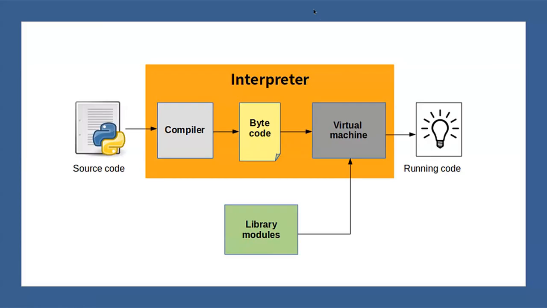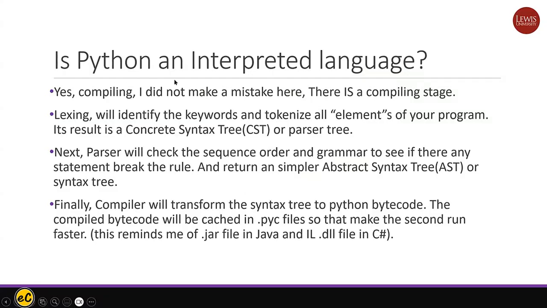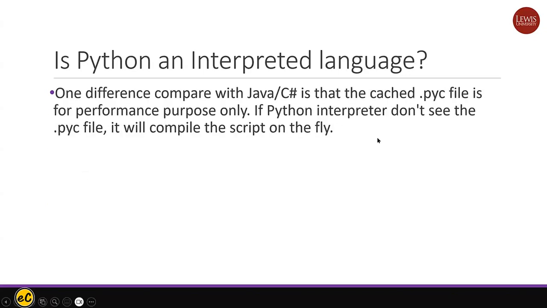Okay. So basically, your source code is compiled to bytecode. Bytecode is the PYC code. And then you run it on your virtual machine with the library. So is Python an interpreted language? Yeah, it is an interpreted language. And during the interpretation, a concrete syntax tree or parsing tree will be created in the virtual machine, and it will be compiled to the Python bytecode. So it's called a .pyc file.